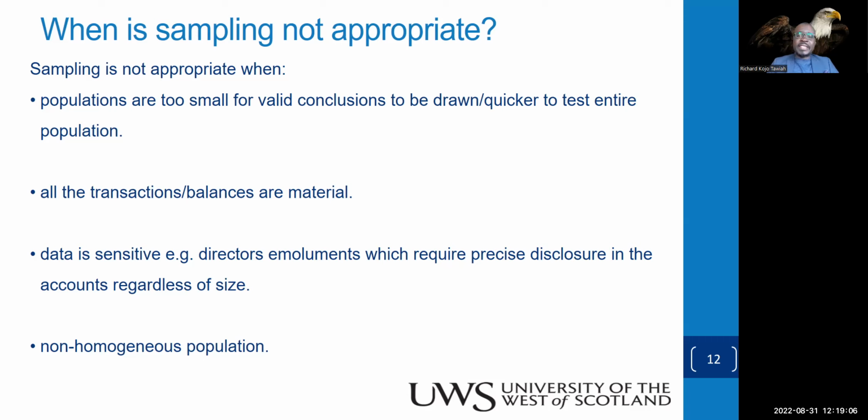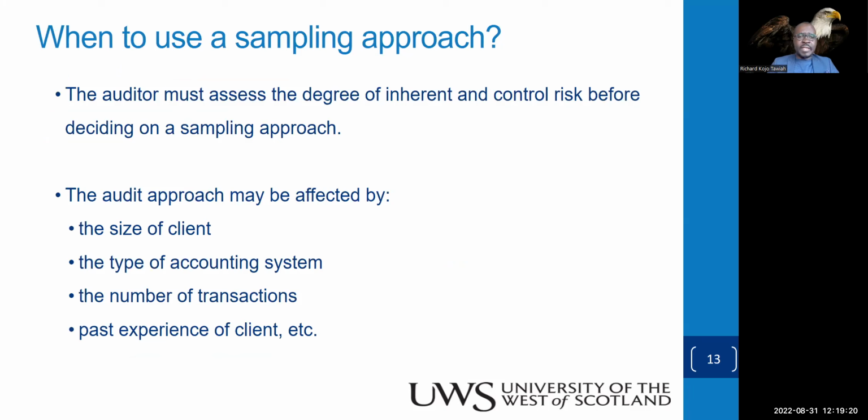Again, if the constituents of the population do not have the same features and characteristics, do everything. Do everything, okay? So these are situations where sampling doesn't apply; you have to do everything. When do we use a sampling approach?